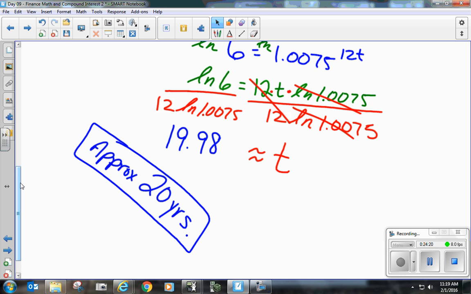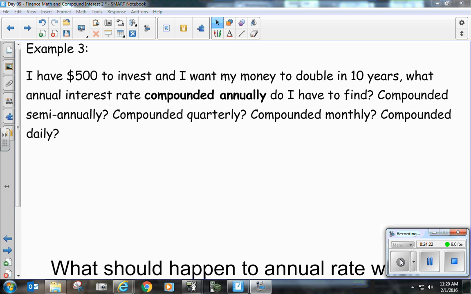That's crazy. And then I'm going to show you one more thing and we'll be done. It's like this. I have $500. Invest it and I want my money to double in 10 years. What interest rate, compounded annually, do I have to find? So now I got to find the interest rate. If it's compounded annually, do I need the k? I can use a k, but it's going to be a 1, which means it'll go away, won't it? k times t, if k is 1, will just be t, wouldn't it? This is what I'm trying to find.